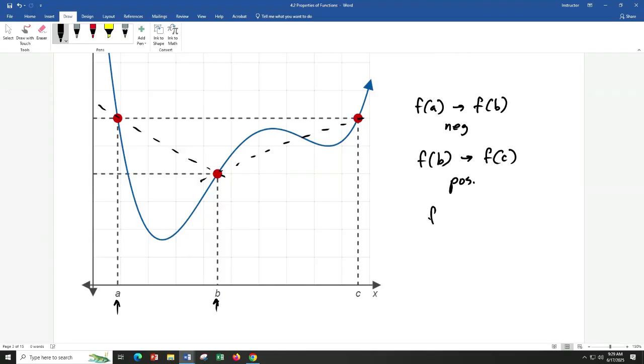Well, how about f of a to f of c? Yeah, neither. There'd be no rate of change, it's a straight line. What's the slope of a straight line? Nothing. Realize what you're seeing here. Why am I showing you this like this?